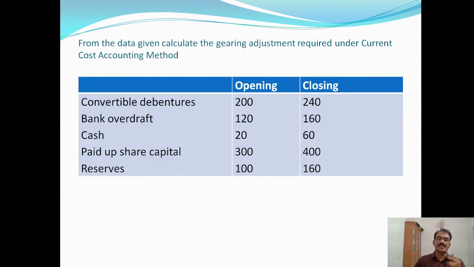Then now the question is given. From the data given, calculate the gearing adjustment required under current cost accounting methods. Opening date and closing date. Convertible debentures opening 200 and closing 240. Bank overdraft opening 120 and closing 160. Cash opening 20, closing 60. Paid up share capital opening 300, closing 400. Reserves opening 100 and closing 160.